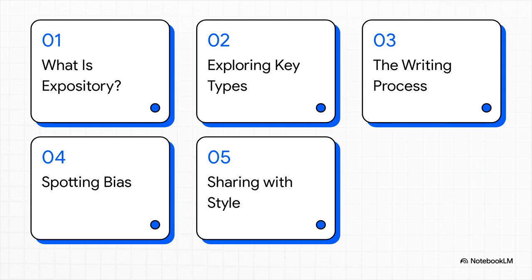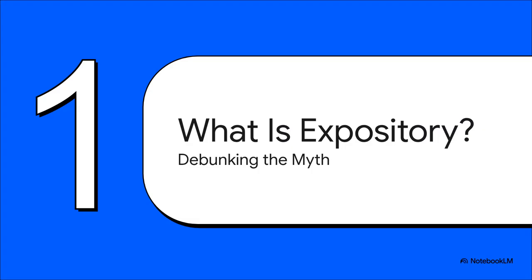work. Looking at our agenda for this explainer, we're covering what expository writing is, exploring the key types, looking at the essential writing process, spotting bias and fact-checking, and finally, sharing facts with style. Let's get to it. Section 1. What is expository writing? Debunking the myth of the boring essay.